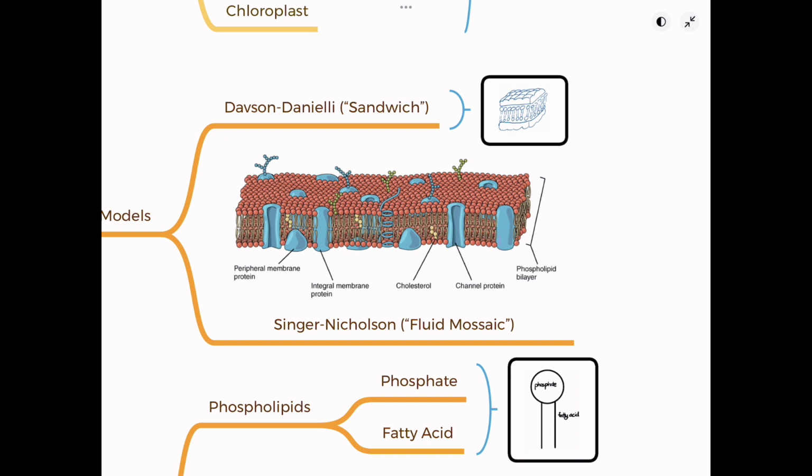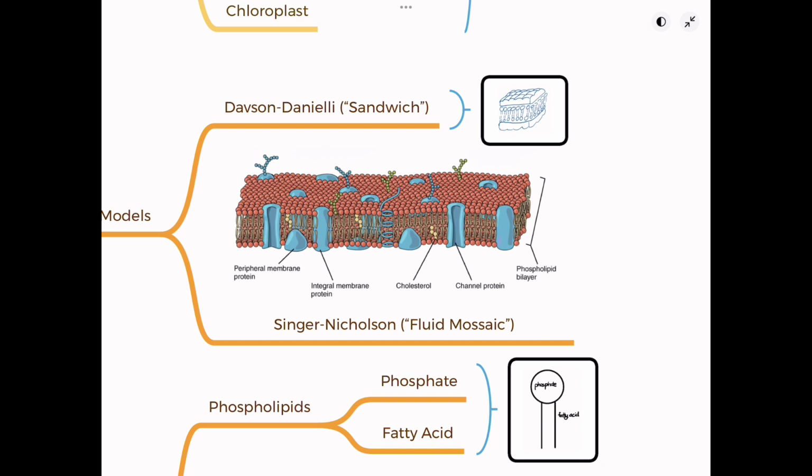Phospholipids are made up of phosphate heads and fatty acid tails. The phosphate heads are hydrophilic, which means that they have a tendency to mix with water, so they head outwards. The tails are hydrophobic, which don't mix with water, so they face inwards.